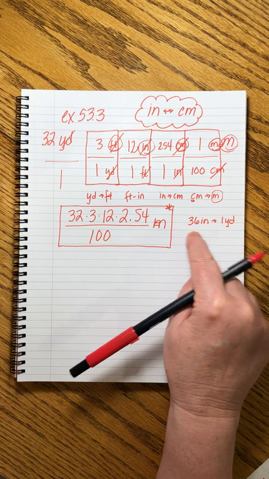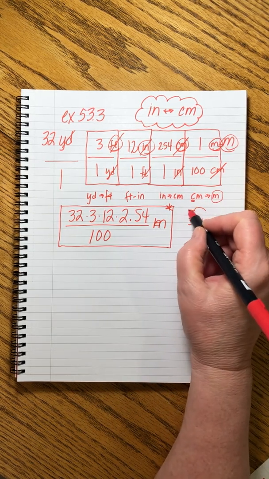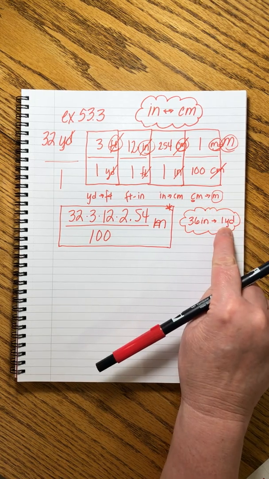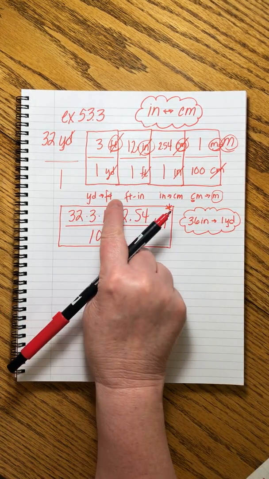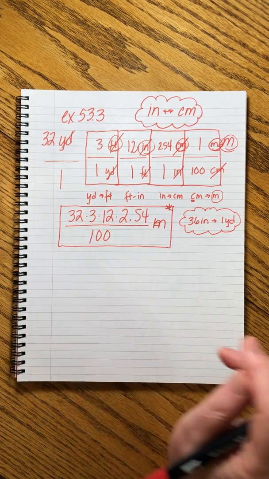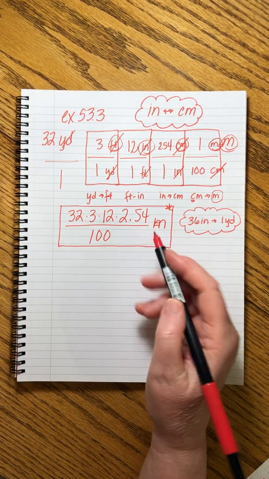I think that's pretty normal for some people to know this one. If you don't, that's okay. Just go from yards to feet and feet to inches. But if you can do that in a single leap, I authorize you to do so. All right, this is the correct answer.